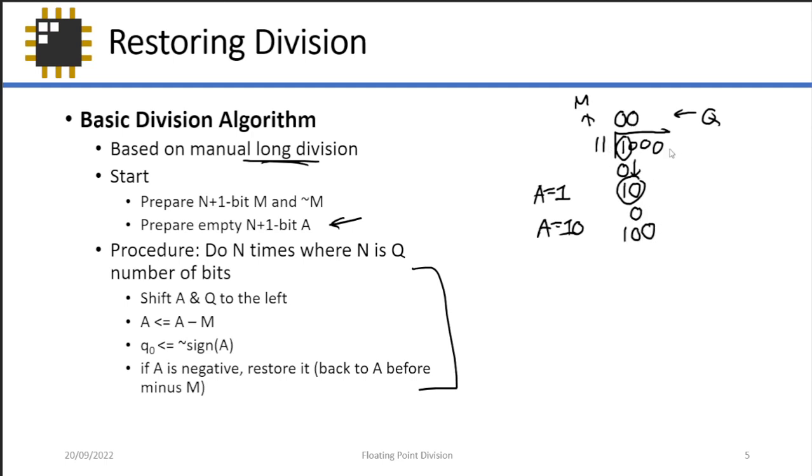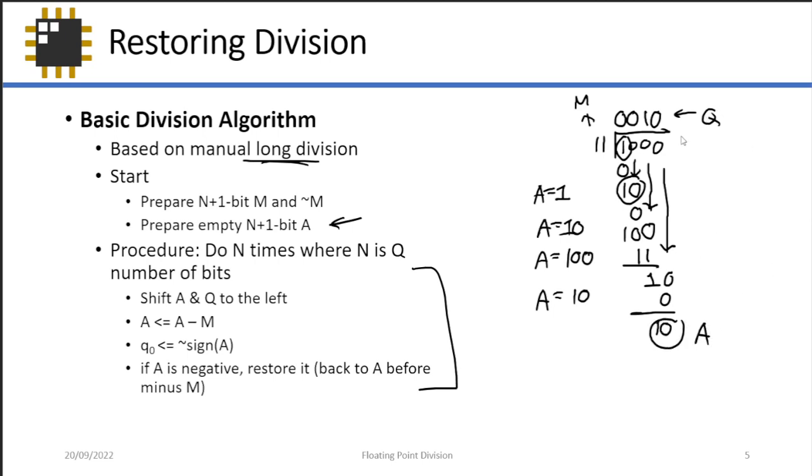So we bring it down, and then we bring down the next bit. Now A is equal to 100. Is that greater than M? Yes, it is. So that's 1. And then we multiply. It's 11. So if we subtract, we get 1. Then we bring down the 0. And now A is 10. Is this greater than M? That's a no. And that's 0. So we add 10 again. And now at the final state, this is A. And you have a Q up there. So that's Q remainder A, which is 10 or 10.